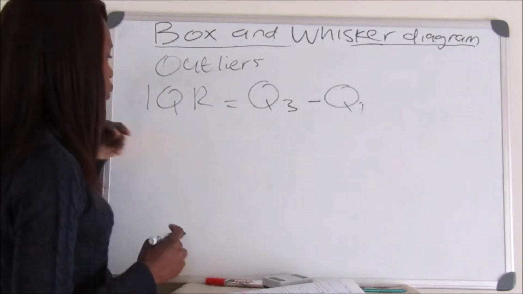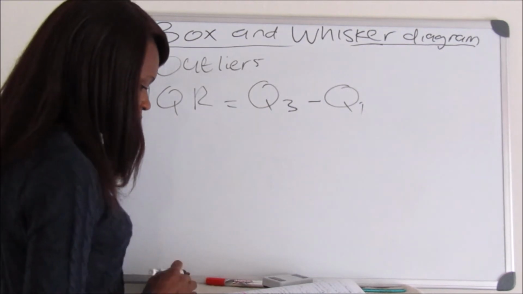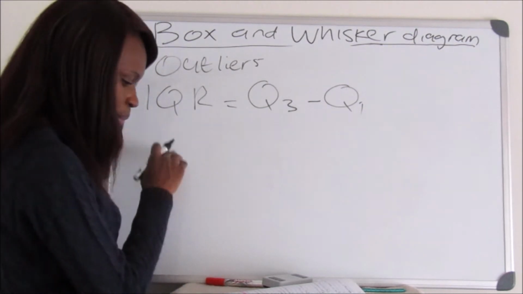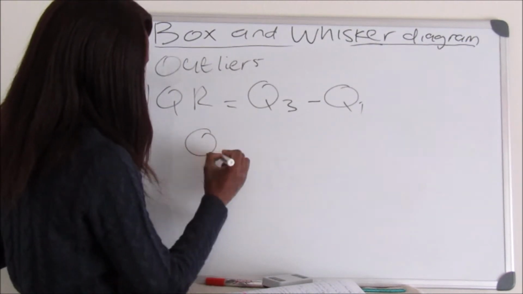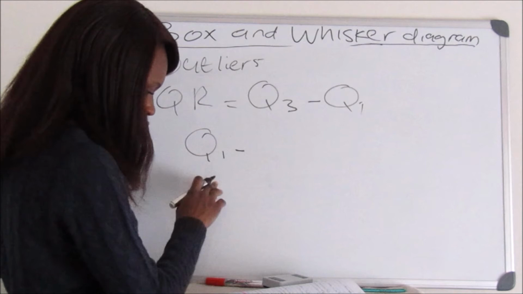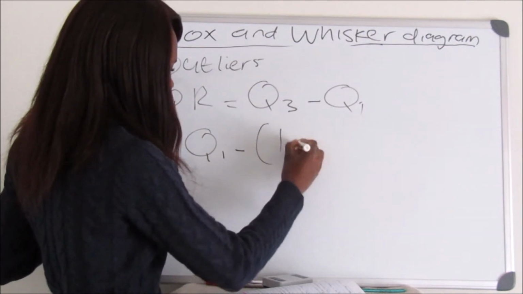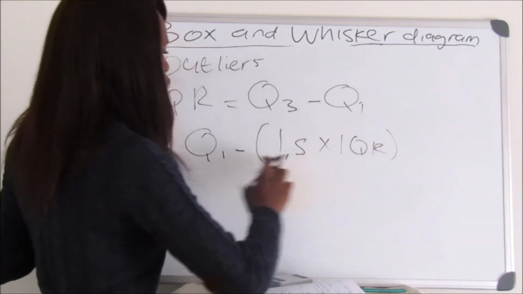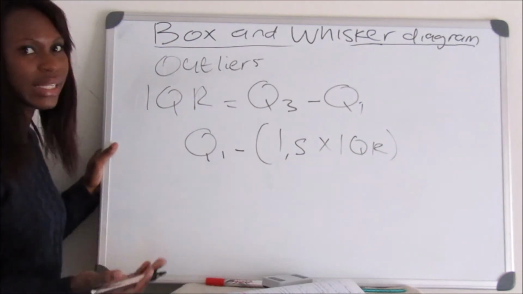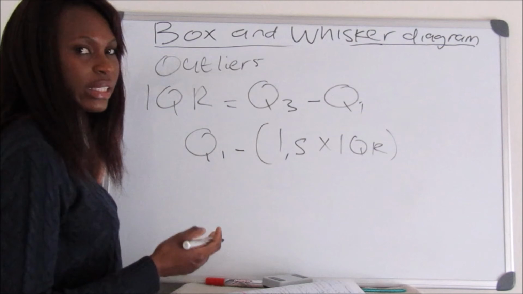Then to find the values much less than the rest of the data set, you use Q1. This is the equation: Q1 minus 1.5 multiplied by the interquartile range. This is to find the values which are much lesser than the rest of the data set.